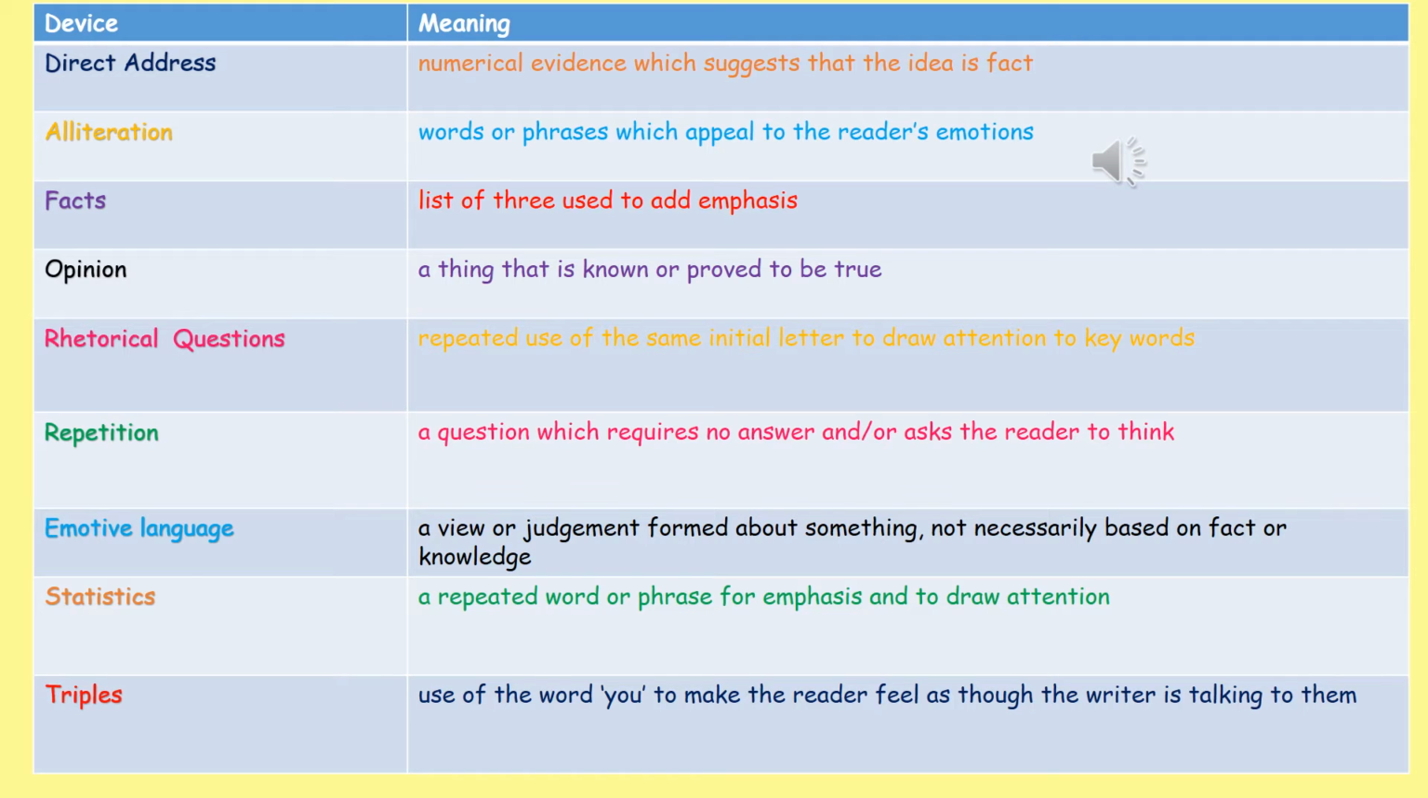And triplets, usually means three, doesn't it? So it's a list of three, so it could be adjectives or anything to add emphasis. So big, bold, beautiful, anything you want to do there really, for three things to add ideas.